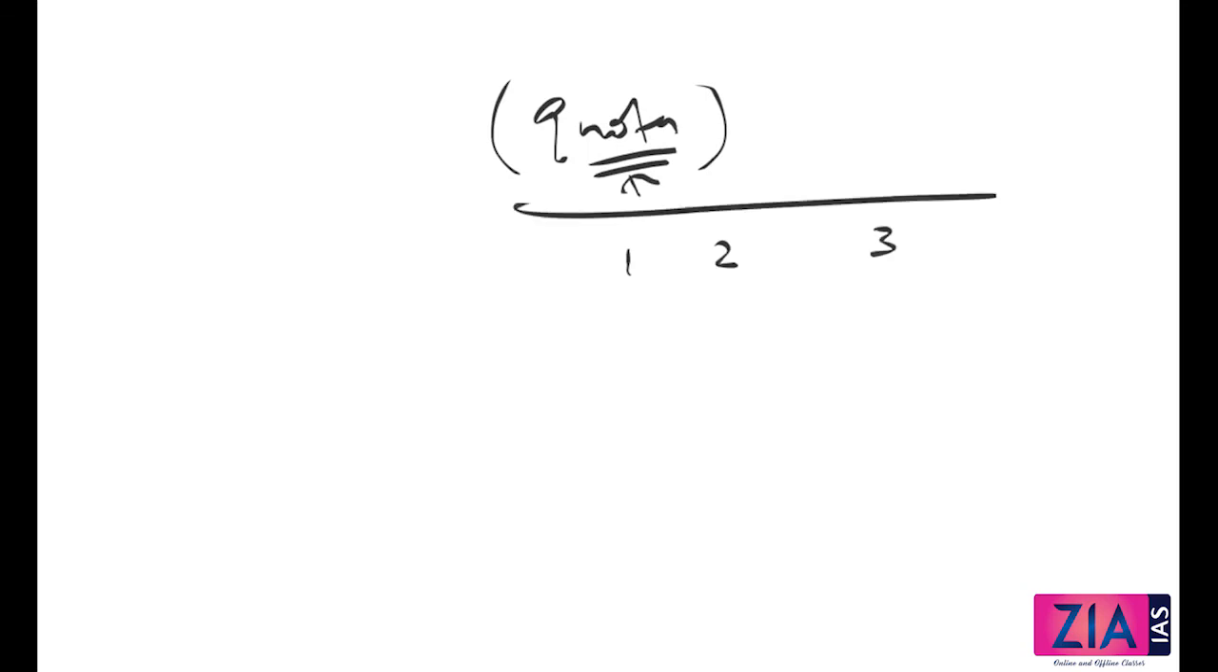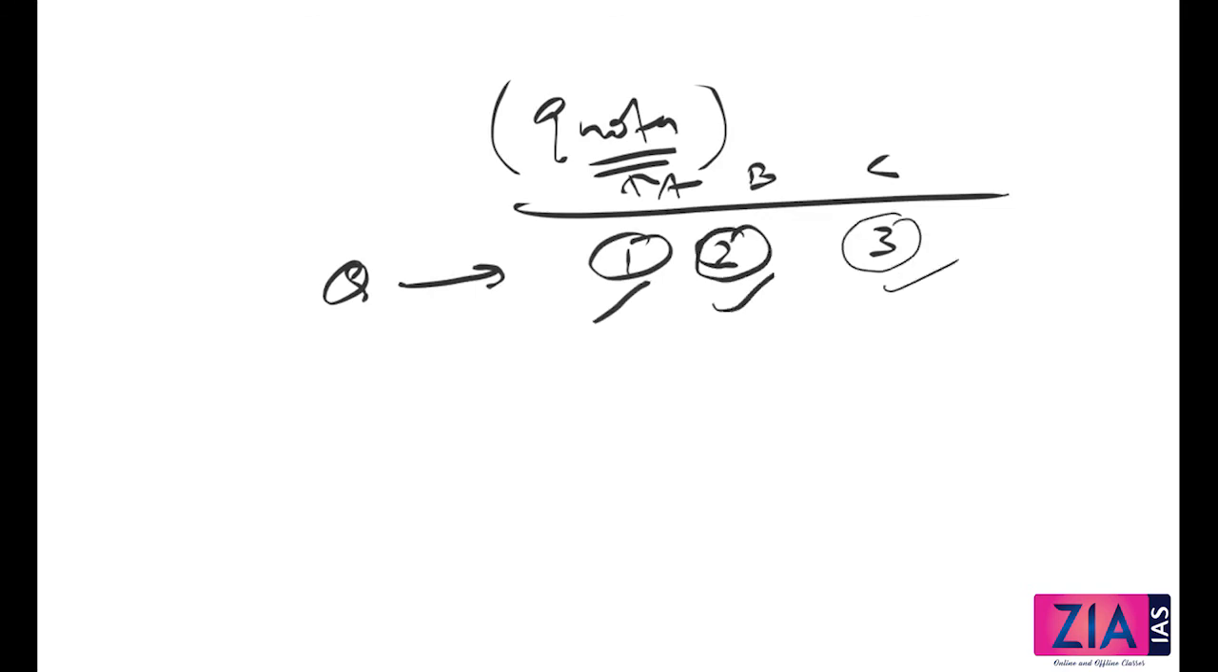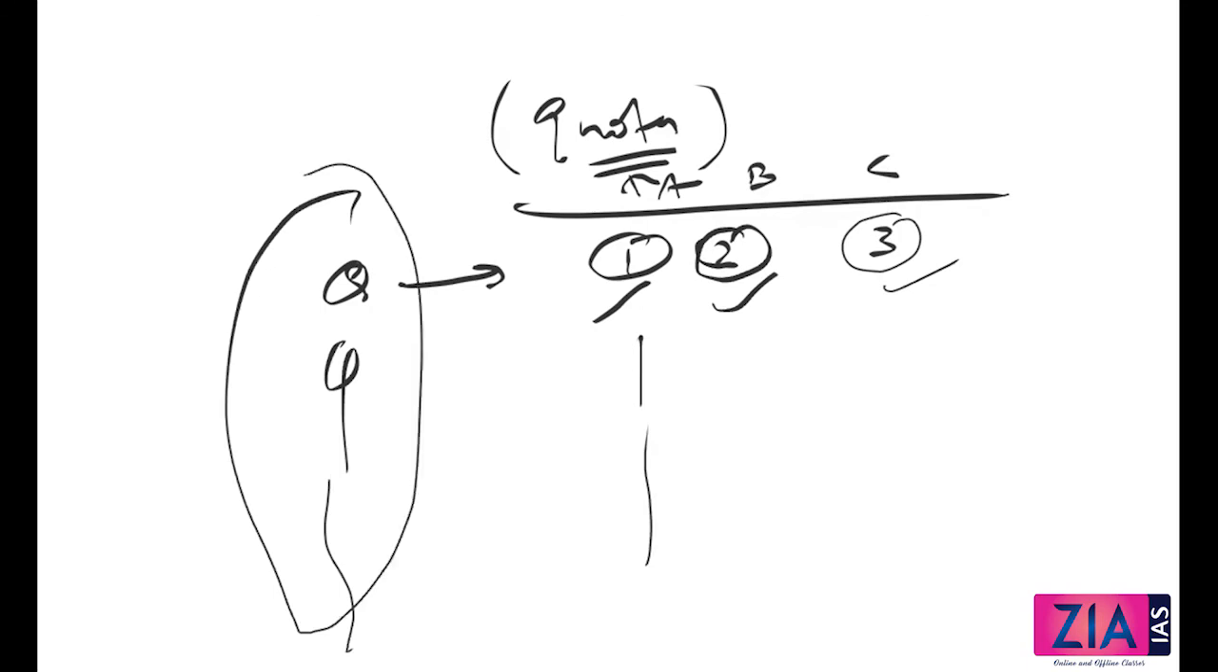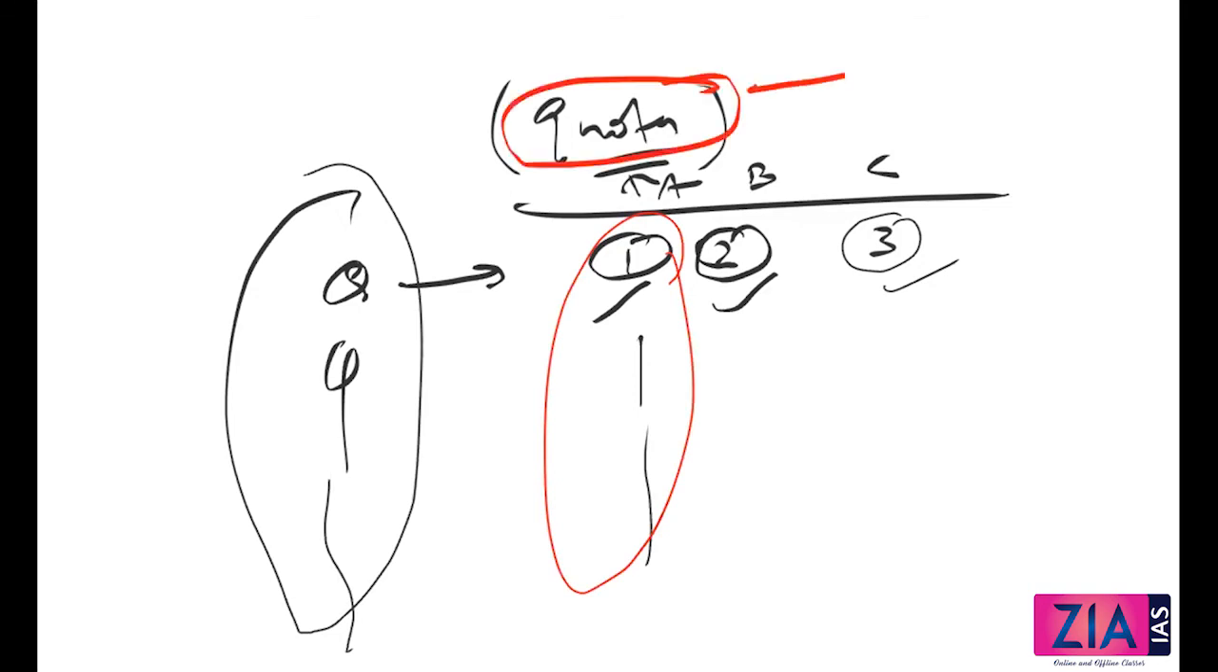Let's suppose there are candidates A, B, C. So let's suppose you are voter Q. You can give first preference for A, second preference for B, third preference for C. Similarly, many other voters Q, R, S, etc. will vote. Then what will be done? You will count how many first preference votes are there. Now, there will be a quota which is fixed. If this quota is crossed, then that person is declared as the winner.